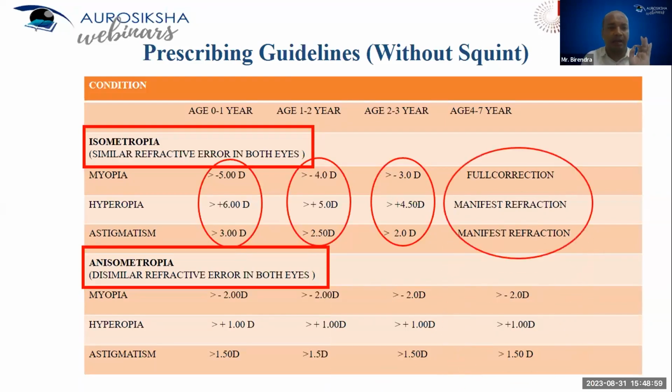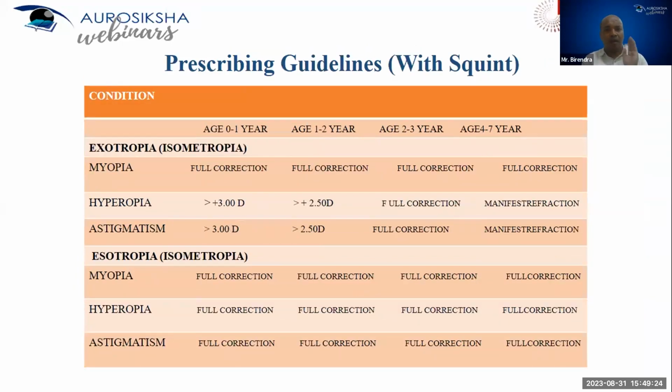And for the anisometropic condition, where the difference is slightly more than 2 diopter, you don't need to prescribe for myopia up to 2 diopter, hyperopia up to 1 diopter, and astigmatism up to 1 diopter. Beyond that power, if you get a difference between both eyes, you need to prescribe for the kids. That was without squint.